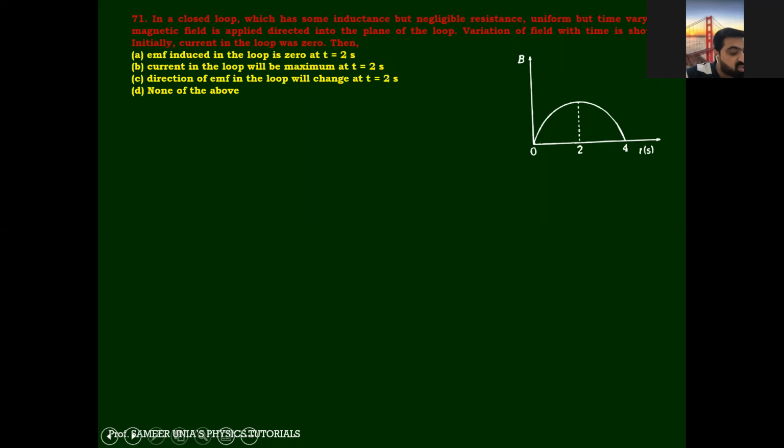Listen over here. In a closed loop, which graph is it, what versus what graph? B by T. The slope will become dB by dt. Slope will be, how much is the slope? dB by dt, right?